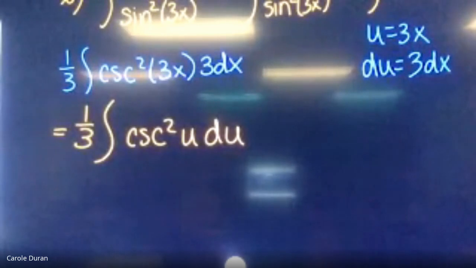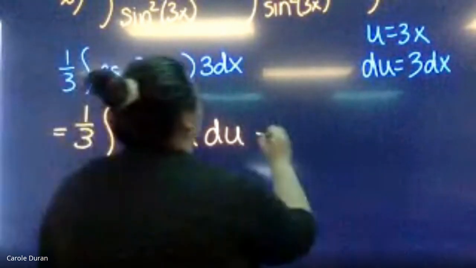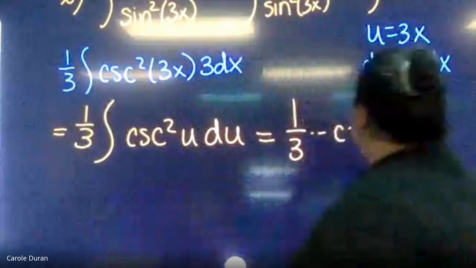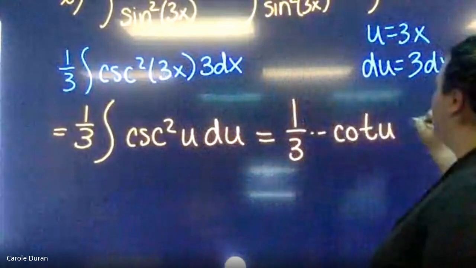Okay, but I thought we did that first. No, we acknowledged it first. We haven't done it yet. Negative cotangent of u, yes. So this becomes 1/3 times negative cotangent of u plus c.